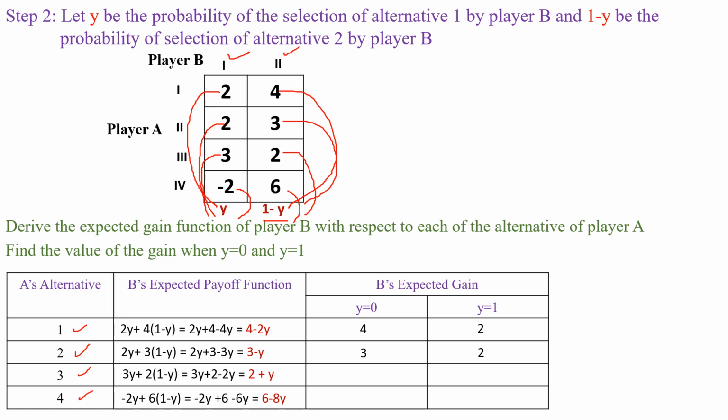And next we have to substitute y equal to 0 in the 2 plus y. We will get the gain value 2. And substitute y equal to 1 in the 2 plus y. We will get the gain value 3. Similarly, we have to substitute y equal to 0 in the 6 minus 8y. We will get the gain value 6. And substitute y equal to 1 in the 6 minus 8y. We will get the gain value minus 2.